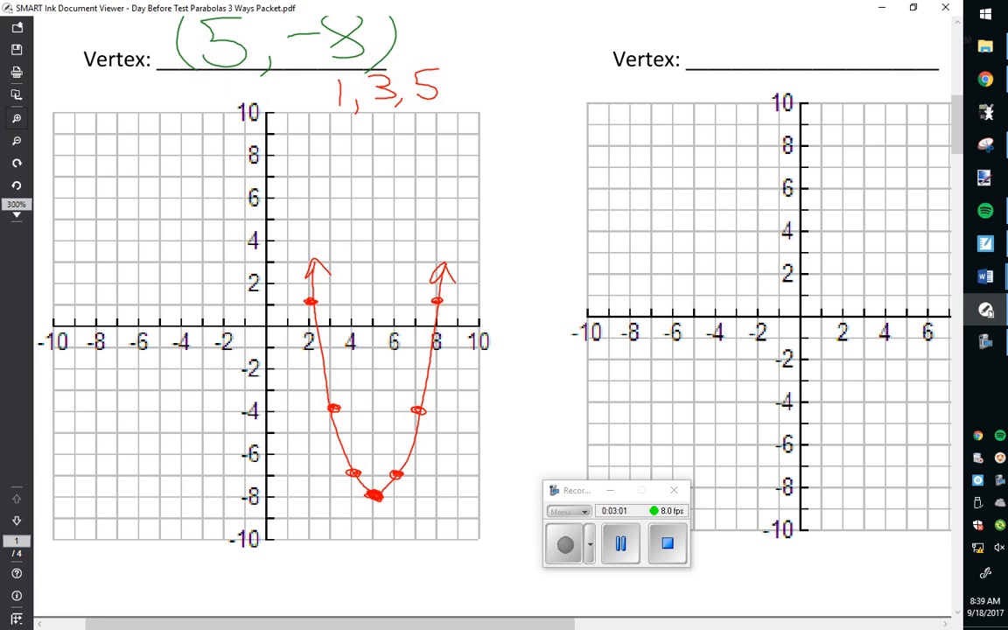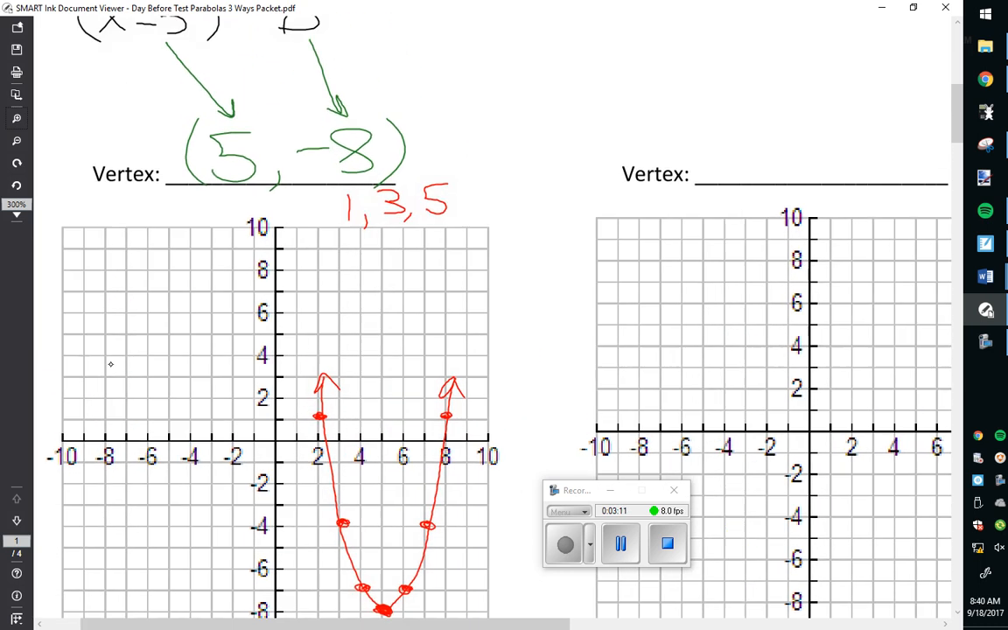Questions on the first one? A reminder that if you know how to use your calculator correctly, you can always double check your picture and make sure that it matches. I think that would be a good use of your time to double check yourself.